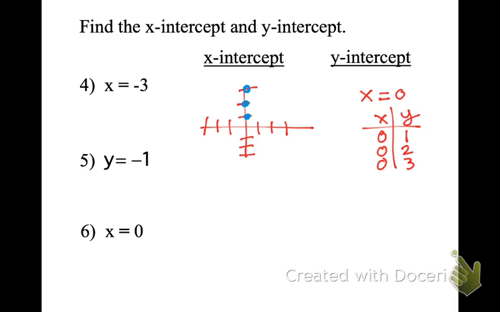Okay, what's the x-intercept? 0, 0. Who can tell me what the y-intercept is? 0, 0. Okay, but is that the only place it crosses it? Oh, it's infinite. It's the entire y-axis that is the y-intercept. And that, my friends, is our lesson.